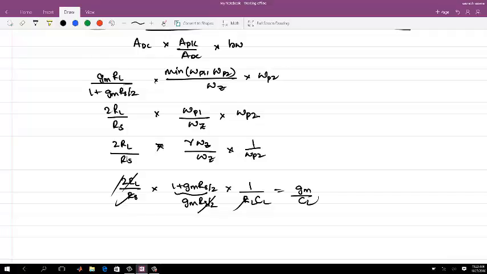And in this case, we are still not considering the power. We will come to the power in the next section. Okay. So you see, all of this is basically turning out to be GM by CL.